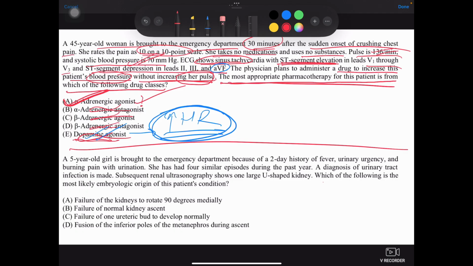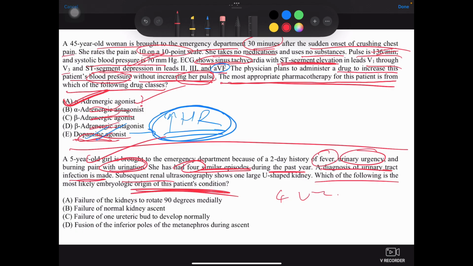Pause the video if you want. Let's start. Which of the following is the most likely embryologic origin of this patient's condition? Okay, a 5-year-old girl is brought to the ED because of a 2-day history of fever, urinary urgency, and burning pain with urination. She has had 4 similar episodes during the past year. A diagnosis of UTI is made. Four episodes of UTI. Subsequent renal ultrasonography shows one large U-shaped kidney. Okay, like this. Which of the following is the most likely embryologic origin of this patient's condition?